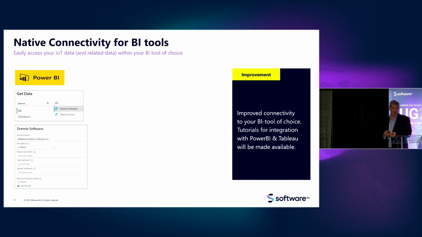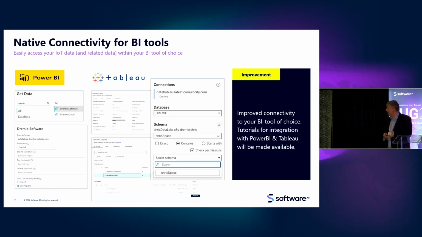We now have native connectivity. As some people know, we use a third party called Dremio for some of these parts. In our 10.18 release of Cumulocity, we've upgraded Dremio. We now have native connectivity in Power BI. You literally go into the Dremio software, give it the credentials for Data Hub, and you can connect.